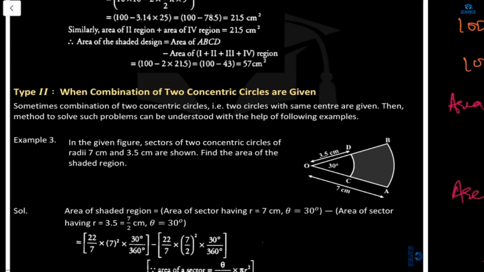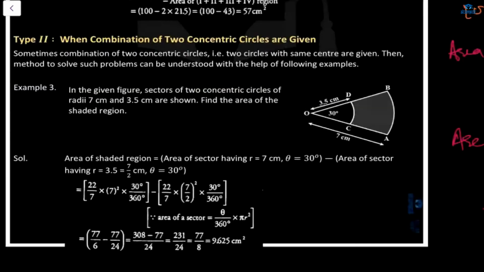Sapki and Rudronian. Okay, now let's see when a combination of 2 concentric circles is given. Concentric circles we already know: 2 circles whose center is the same. They are called concentric circles. Now we are seeing the questions that are based on 2 concentric circles.